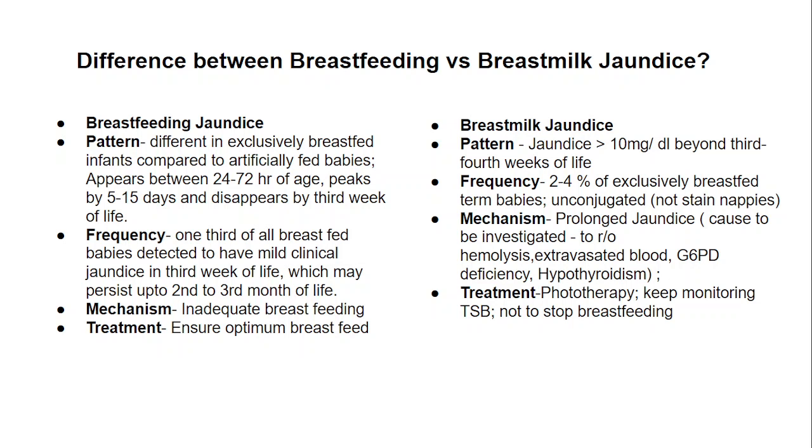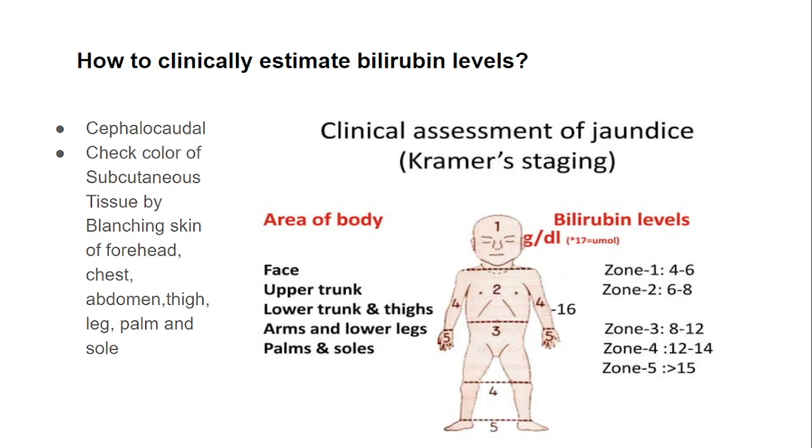The mechanism is that the jaundice is prolonged and the cause has to be investigated, and it can be due to hemolysis or extravasated blood, G6PD deficiency, or hypothyroidism. There may be any number of causes. The treatment is phototherapy, and we need to keep monitoring the bilirubin levels.